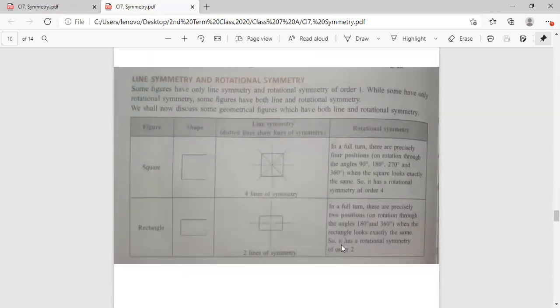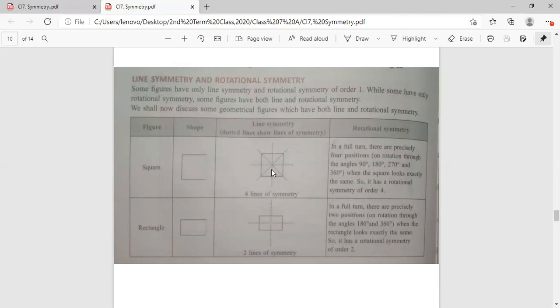Line symmetry and rotational symmetry. Some figures have only line symmetry and rotational symmetry of order 1, while some have rotational symmetry. Some figures have both line and rotational symmetry. So some examples are given.